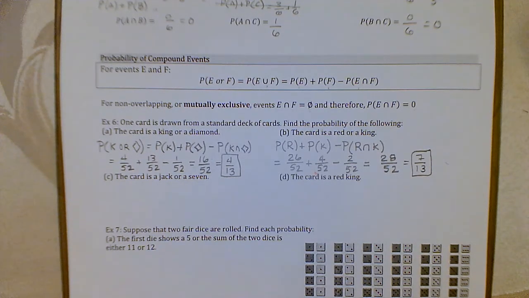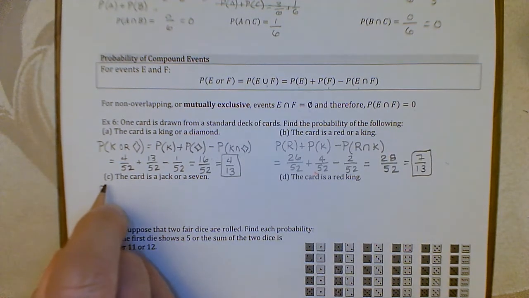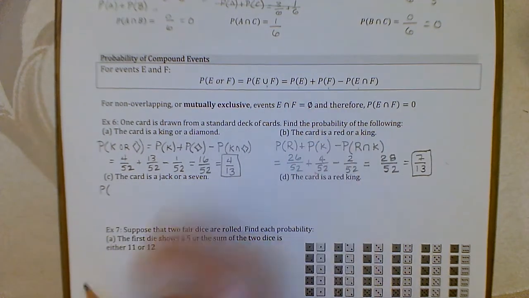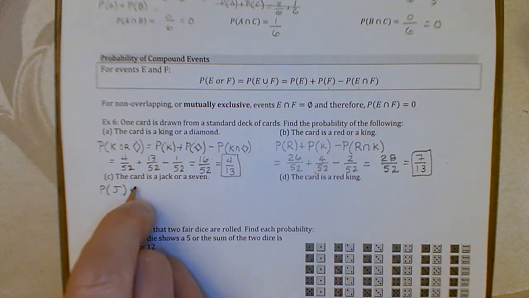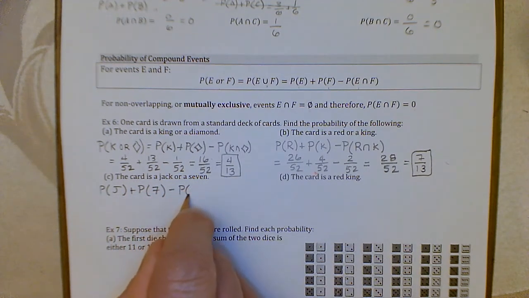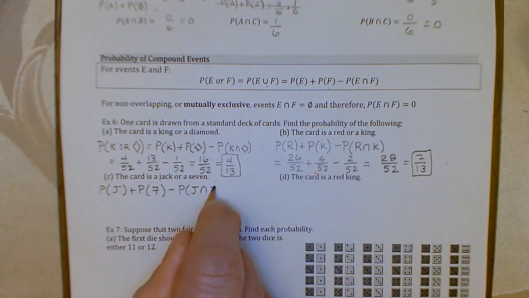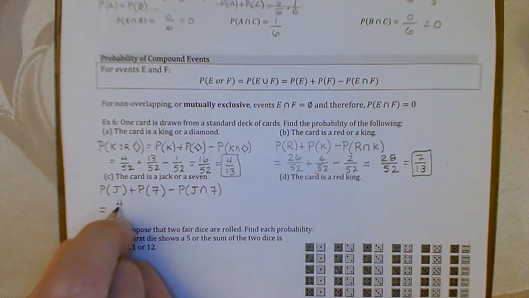The probability that the card is a jack or a 7. So let's just go ahead and follow that same formula that we saw up here. Probability that it's a jack plus the probability that it's a 7 minus the probability that it's a jack and a 7. All right, so the probability that it is a jack, well, there are 4 out of 52.